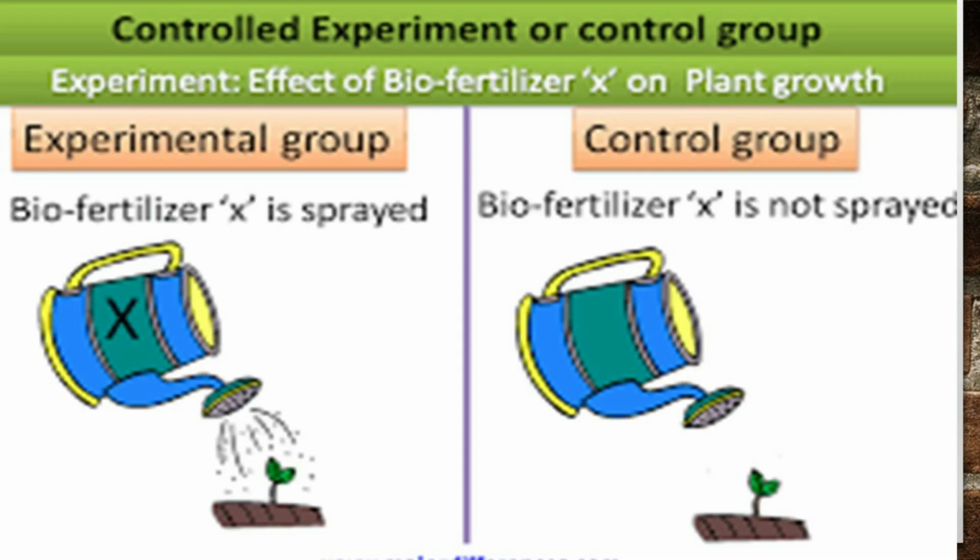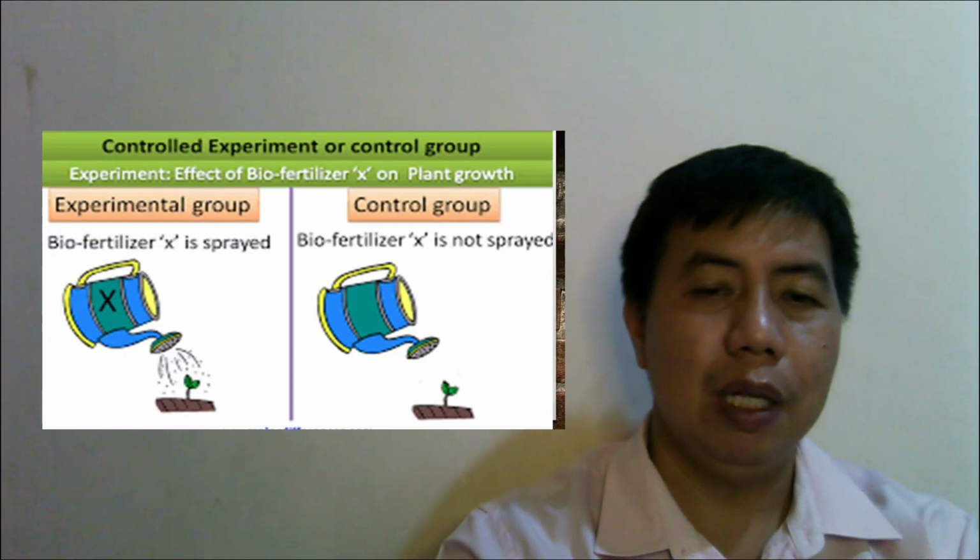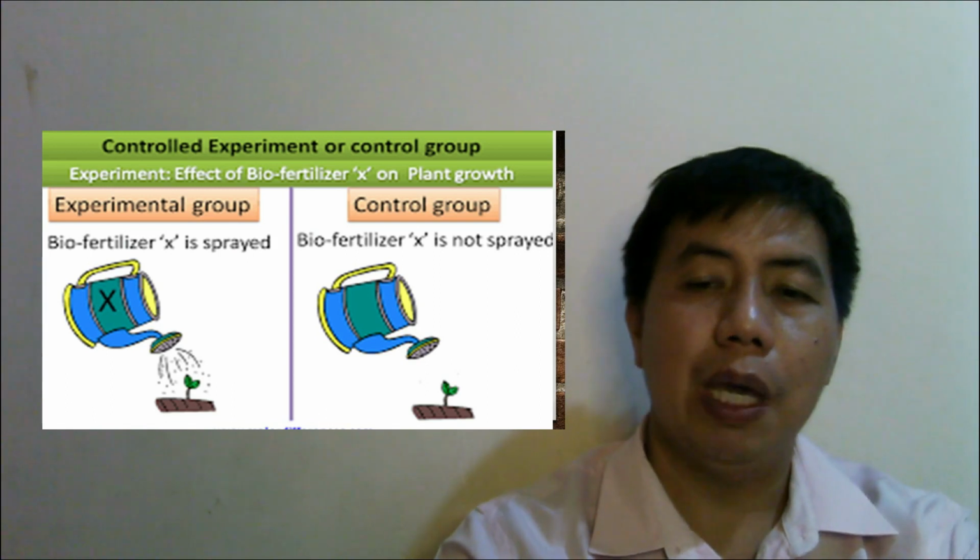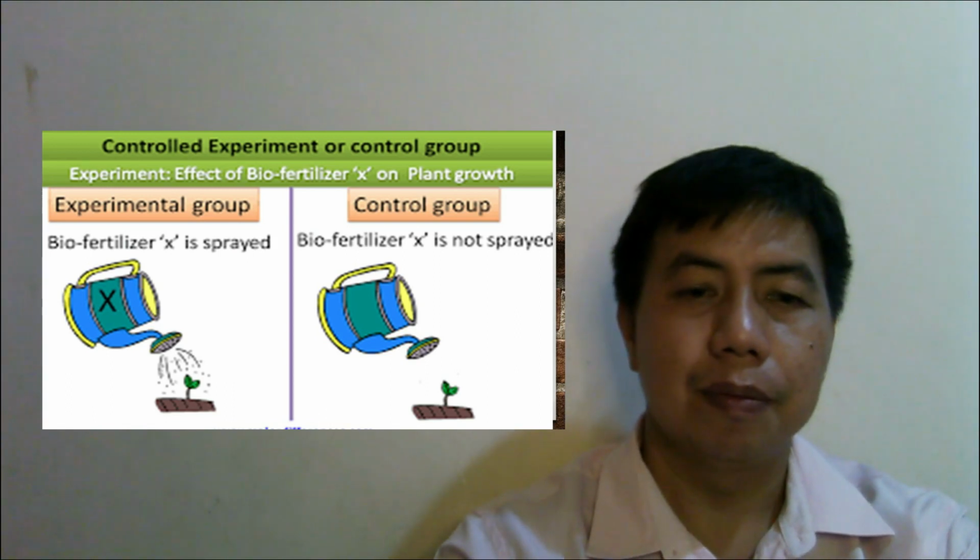Pwede rin, halimbawa, nag-aaral ka, you have a study about a fertilizer na inimbento, and then you will conduct an experiment. So, the first group will be given a fertilizer or a biofertilizer X, and then the next group is not given with a biofertilizer X, and then you will be comparing the data.